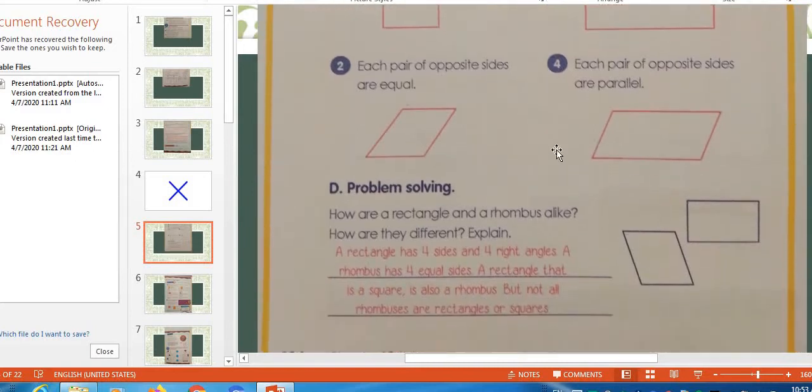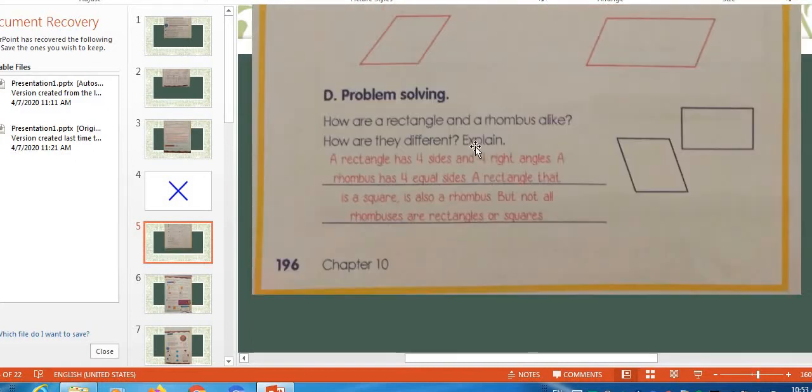Okay, problem solving, it's important. How are a rectangle and a rhombus alike? How are they different? Explain. A rectangle has 4 sides and 4 right angles. A rhombus has 4 equal sides. A rectangle that is a square is also a rhombus, but not all rhombuses are rectangles or squares.